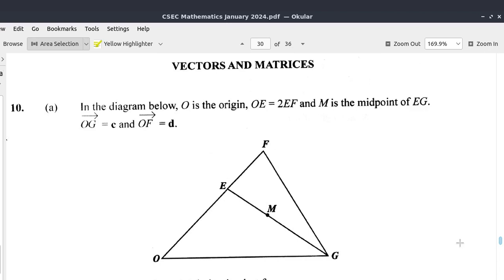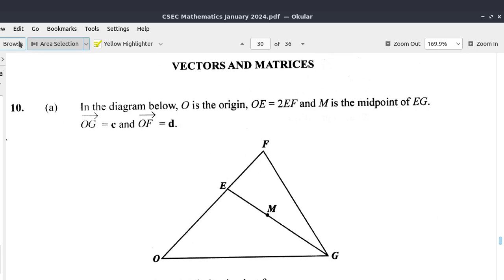We're at question 10 of the January 2024 CSEC mathematics paper. This covers vectors and matrices, part 10a. In the diagram below, O is the origin. So if we had it on graph paper, O would be at the origin. OE is 2EF. M is the midpoint of EG. OG equals C, and OF equals D.